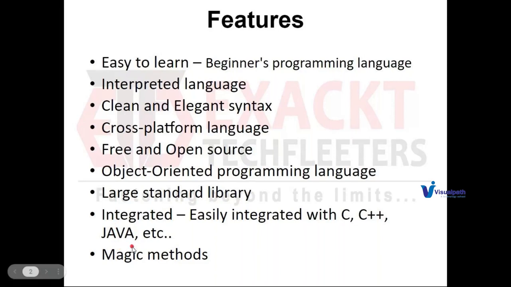Okay. And also, Python contains magic methods. So basically, with magic methods you can create some functionalities which can be nested. And other programming languages like C, C++, Java do not contain this type of functionality, magic methods. Okay. So these are some popular features due to which Python is very popular.